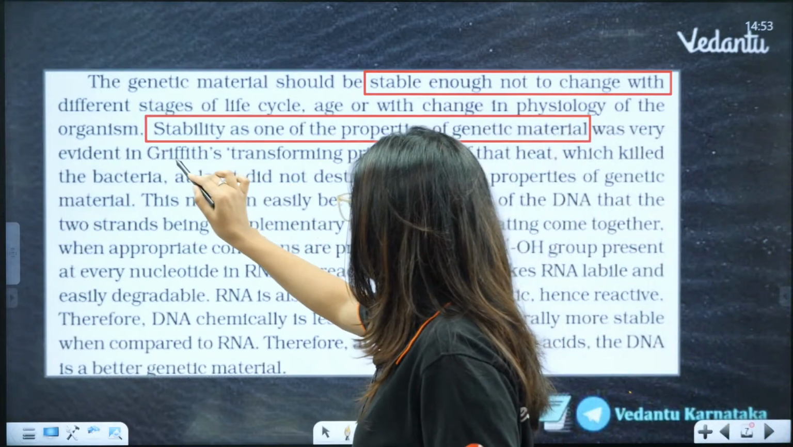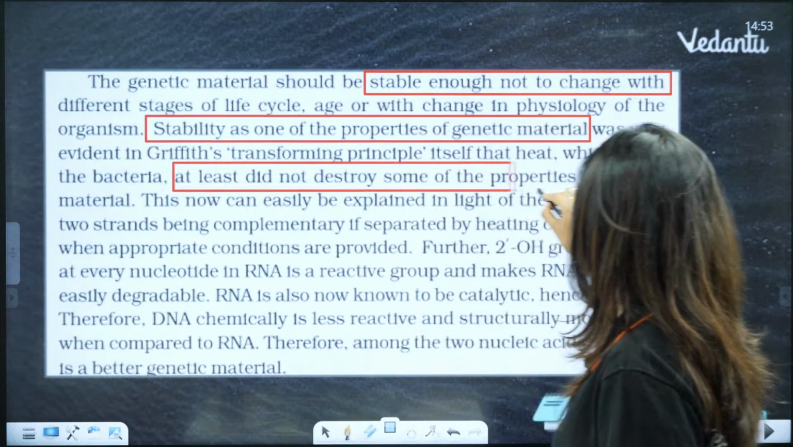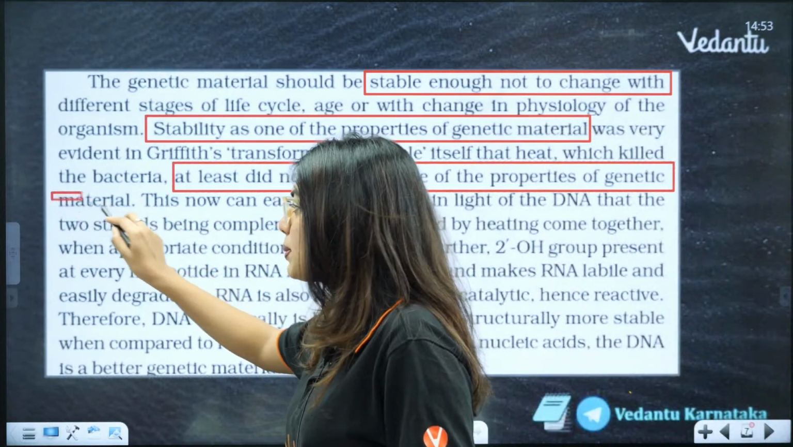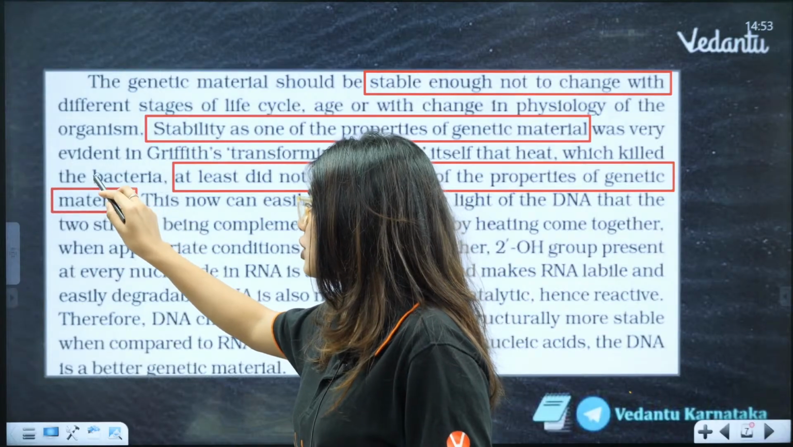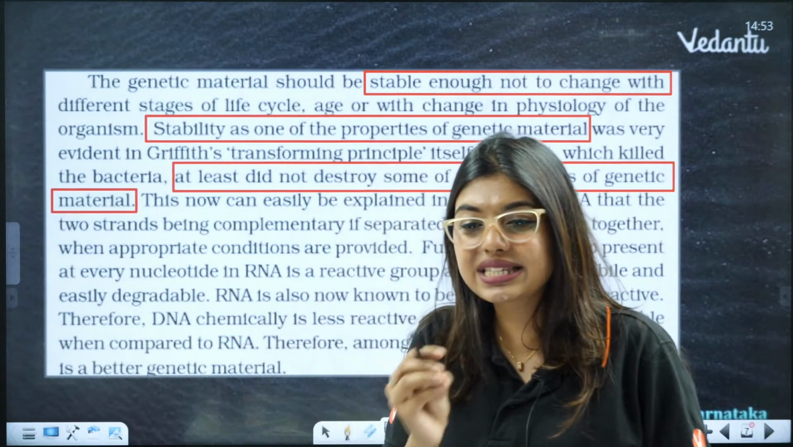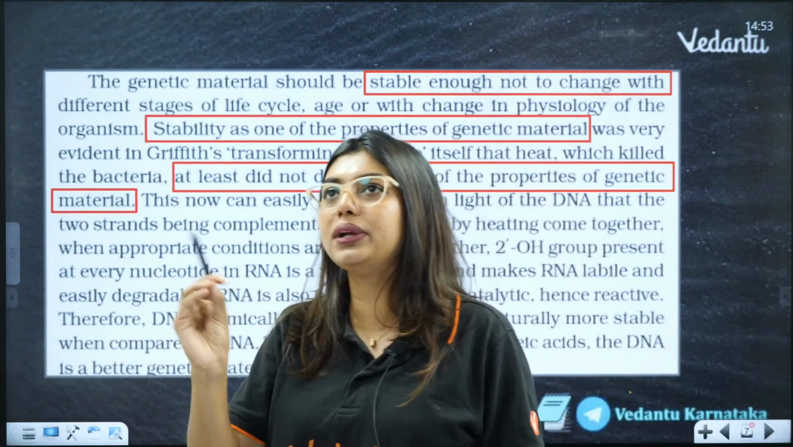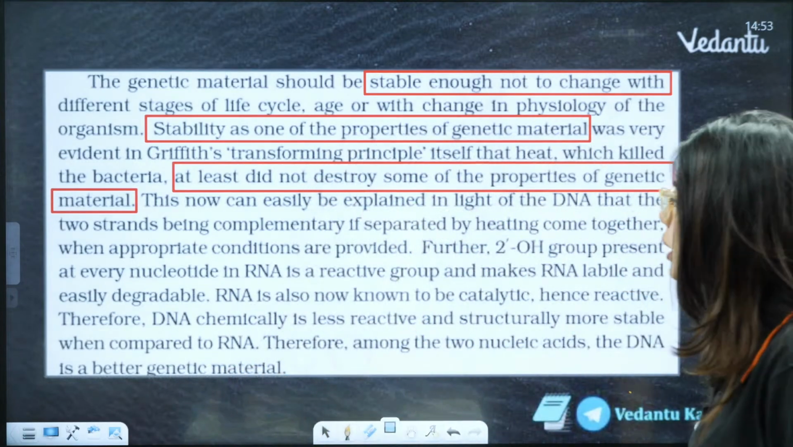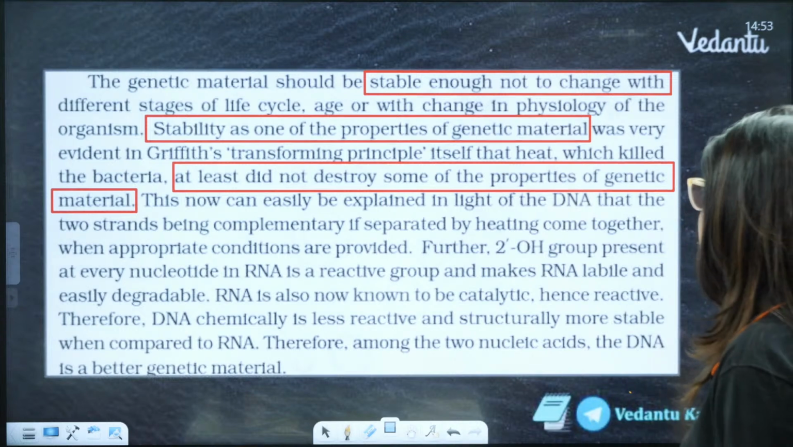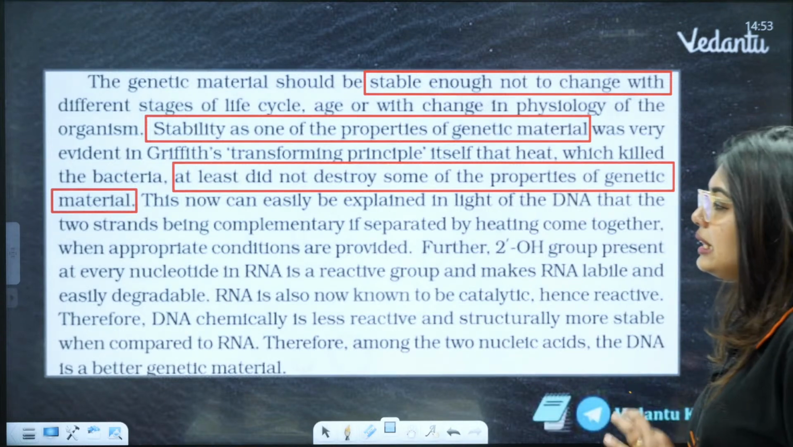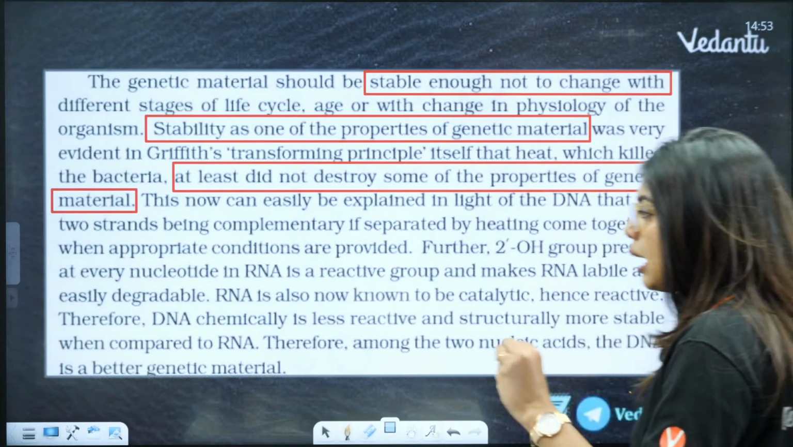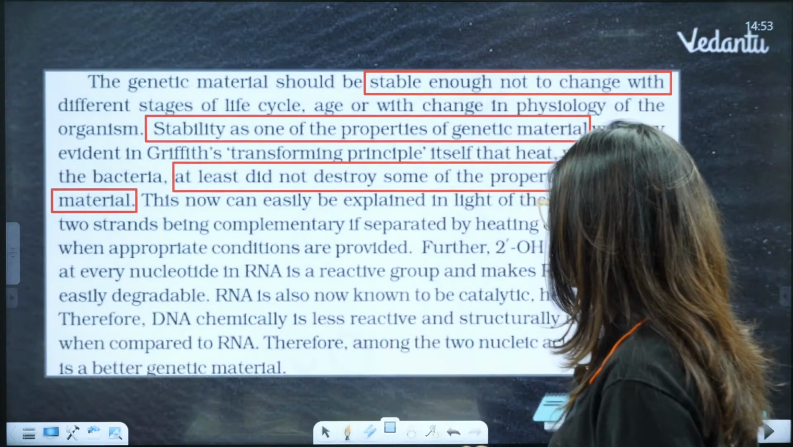some properties of the genetic material. See students, some properties obviously would have got damaged because of the extreme heat, but the properties required for a genetic material to behave as one were still there. This can now easily be explained in the light of the DNA: the two strands being complementary, if separated by heating, come together when the appropriate conditions are provided.